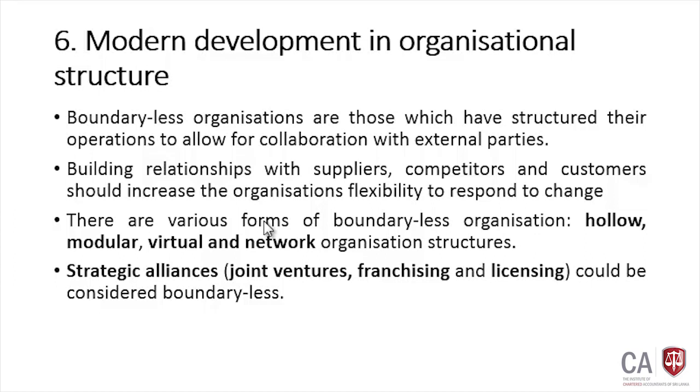Actually, there are various types of boundaryless organizations. We are going to discuss these different types in the remaining part: holo, modular, virtual and network organizational structures. These are examples of boundaryless organizations. Boundaryless means more flexible types of structures which allow collaboration with external parties. Strategic alliances are also considered boundaryless organizations.